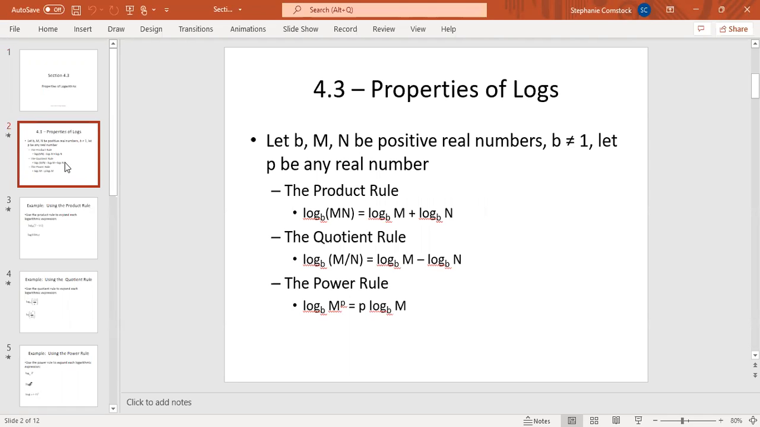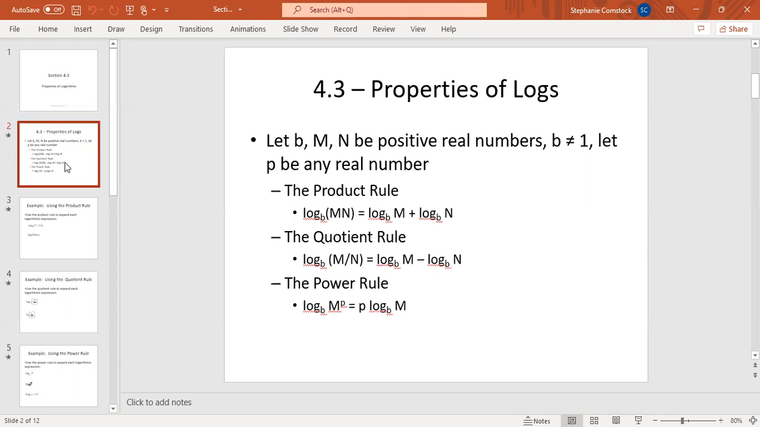So we have all three of them listed here. For any of these, B, M, and N are all going to be positive numbers. B is going to be our base, so it can't equal 1. M and N are what we're taking the log of, so those need to be positive. And then P can be any real number, okay? So we're going to talk about the product rule, the quotient rule, and the power rule. And I'm going to break each one of these down.